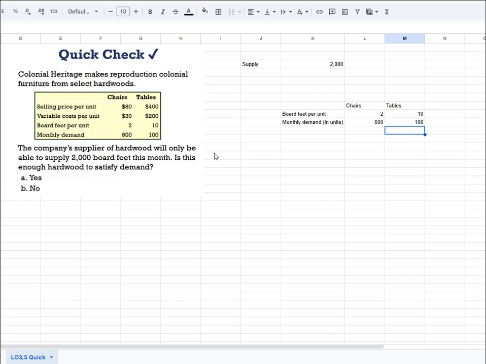So how many board feet per product? 2 feet per unit times 600 units equals 1,200 for chairs, and 1,000 for tables. And in total, we are going to need 2,200. And that is going to be a solid no. We do not have enough supply to meet our demand. So no, we must do something about this.